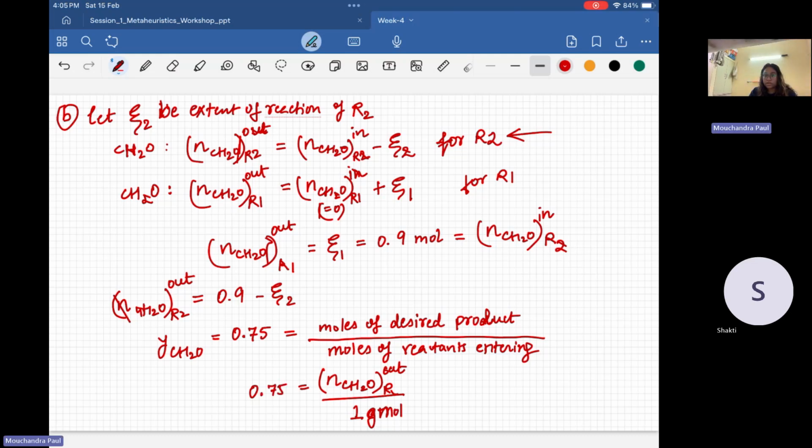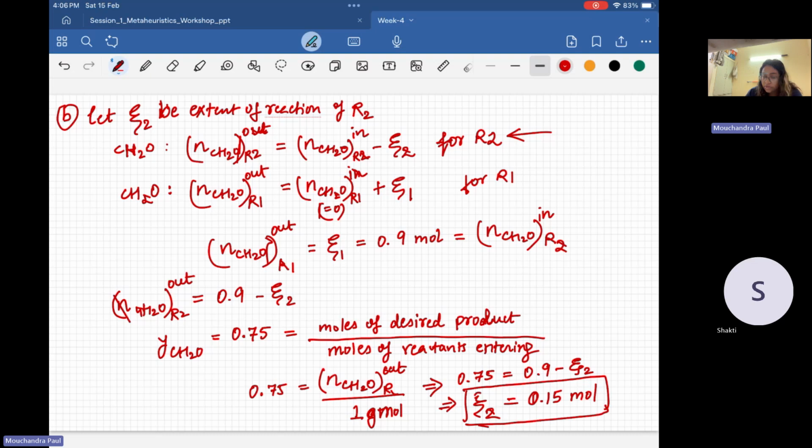So we see there is an expression here that will help us calculate xi2. So how much will it be? 0.9 minus 0.75 will be 0.15 moles. Okay, is it clear how we calculated xi2, or extent of reaction, for reaction 2?